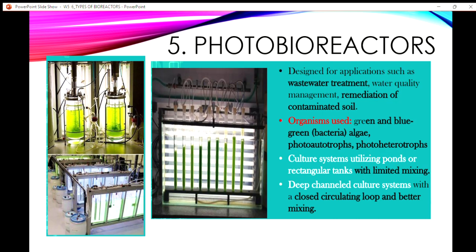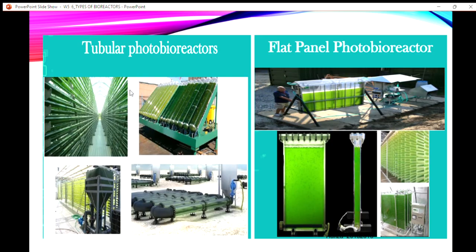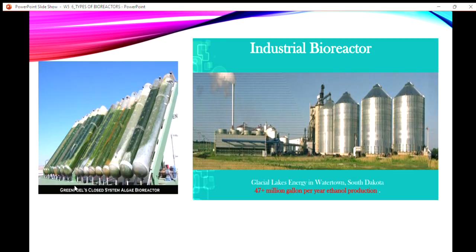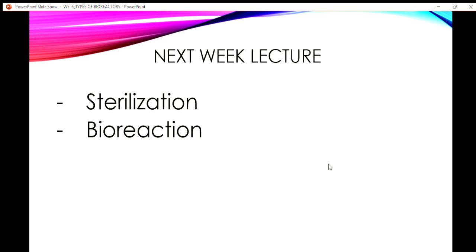Okay, for this example you can read later. I want to show here. So this is a photobioreactor. You can see it provides illumination light. Okay, so this is an example of a tubular photobioreactor that is used in industry mainly to grow microalgae. And this is a flat bioreactor. You see it is flat, right? This one is round, tubular, in tube. This one is like a solar panel. Okay, so this is the green fuse closed system algae bioreactor. This is to produce, this is not a bioreactor, this is an example for production of ethanol. Okay, that's all for today.